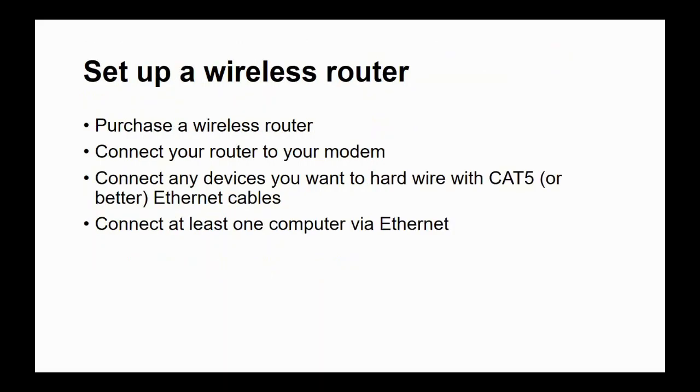To set up a wireless router, we have to purchase a router first, then connect the router to the modem, and then connect any devices you want to hardwire with Cat5 Ethernet cables. Then you connect the computer via Ethernet.